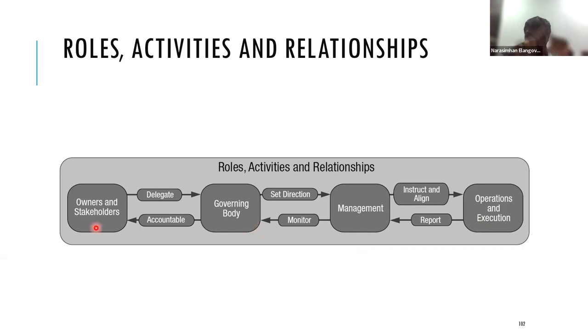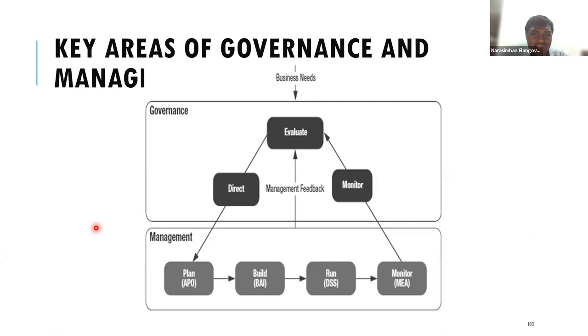Get this relationship. Expect questions on interchange of this, right? Owners and stakeholders to the governing body: delegate, accountable, set direction, monitor, right? So those are possibilities which you can expect in this particular image. And this is where governance and management give a clear distinction, right? Governance is always to do with EDM. And what is EDM? Evaluate, direct, monitor. And what is management? Plan, build, run, monitor.